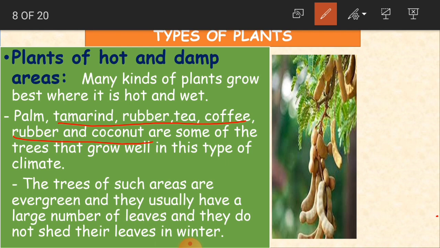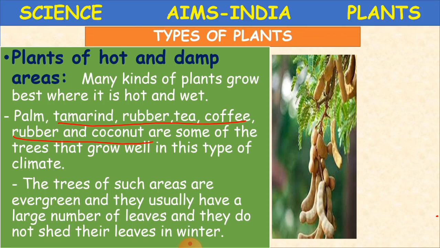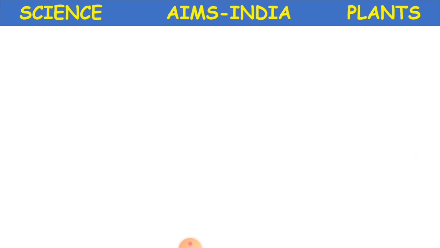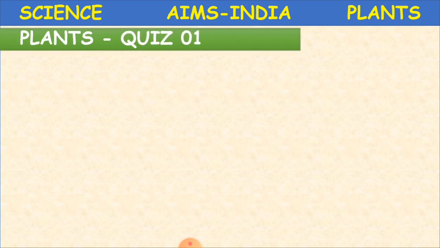So these are another type of plants, children. You can see a picture of a tamarind tree here. Now, another one: a coconut tree here again. These are some examples where you can see these types of trees in hot and damp areas.